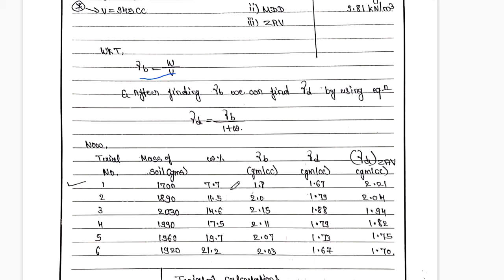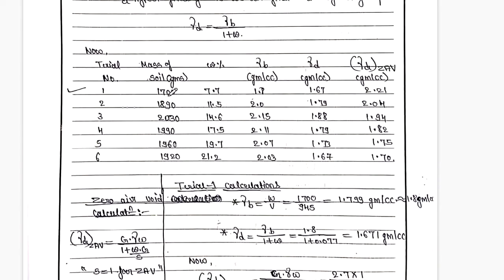So the columns are weight of wet soil, water content, trial number, mass of the soil, and water content. Bulk density is equal to weight of wet soil divided by volume. The first calculation is here: weight of wet soil is 1700 grams divided by volume 945, which gives 1.8 gram per cc. Similarly, for the second one, 1890 is the weight of wet soil divided by volume. The volume remains the same, so it gives the bulk density for the second trial.